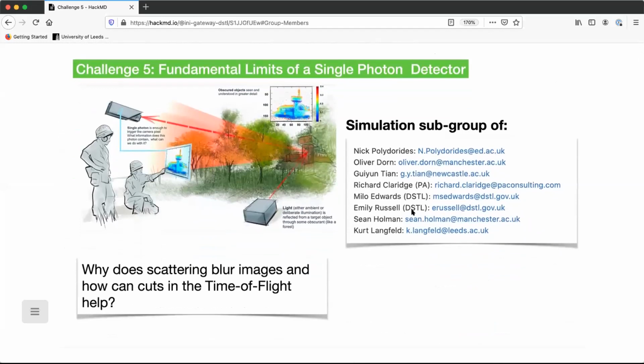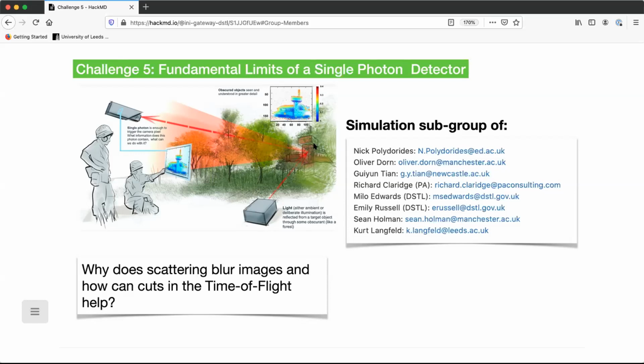So challenge 5, fundamental limits of a single photon detector. Let me just remind you what the problem is. Here we have a laser which illuminates a scene. The laser gets reflected from the object of interest, and on the way to the object and back from the object, there's a lot of scattering which blurs the image. The question is, what can we learn about the object of interest, and how do we get rid of the blurring? That is the task.